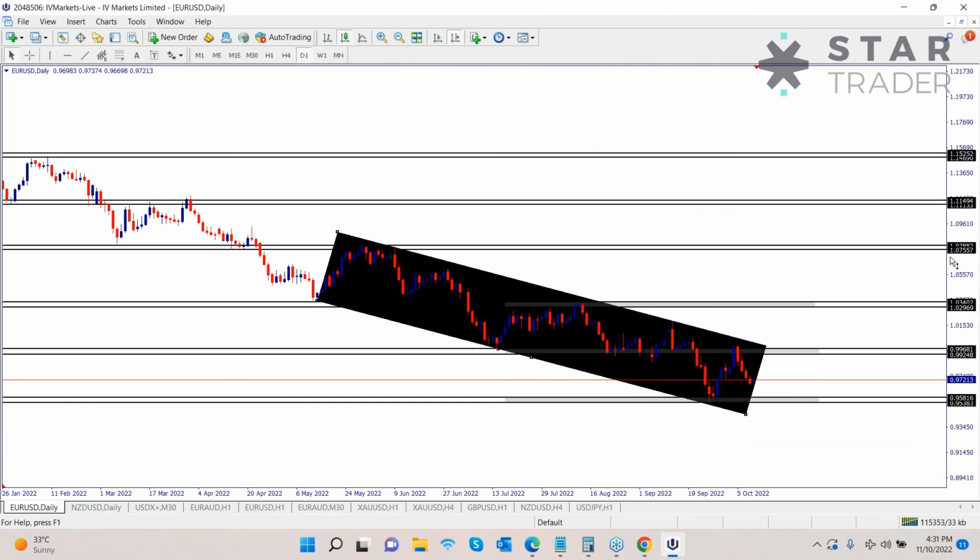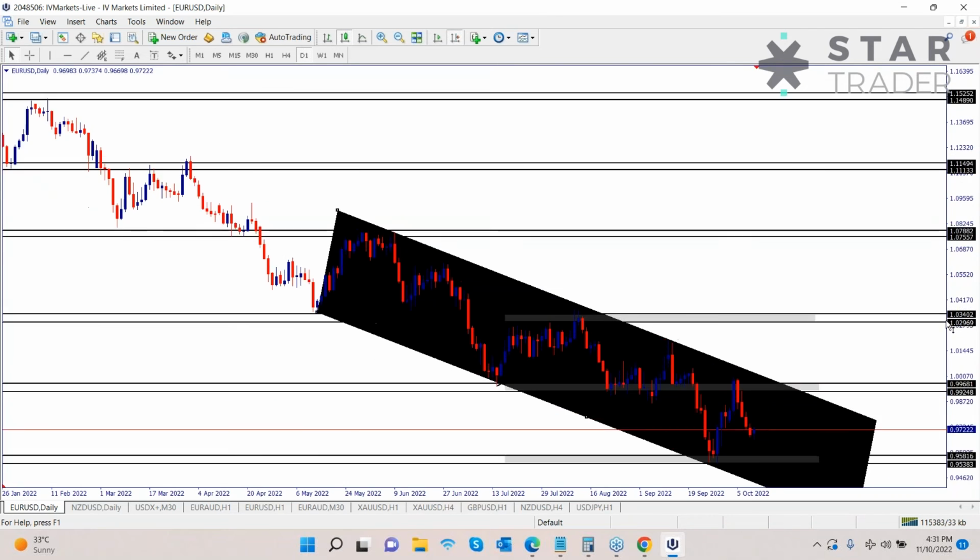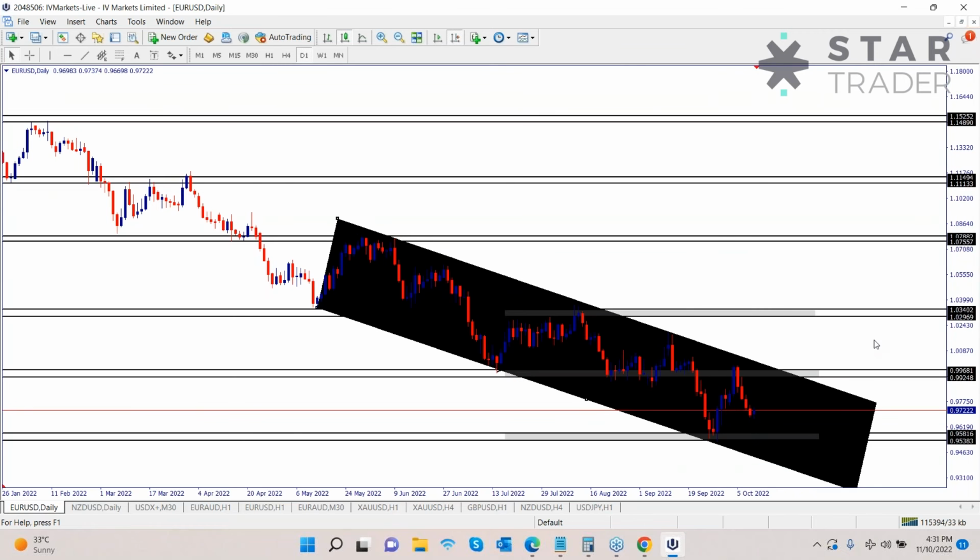We can extend it to predict the market. There is a possibility that the market will go like this, and then again go to the upper limit of the channel, and then come down. So this is how this channel works. This is very important to predict the market.